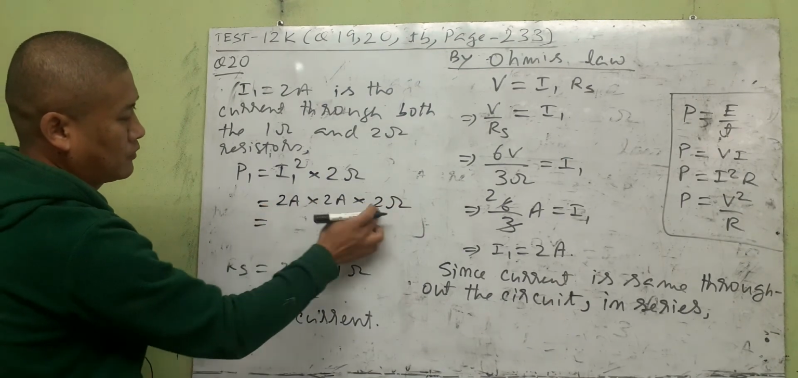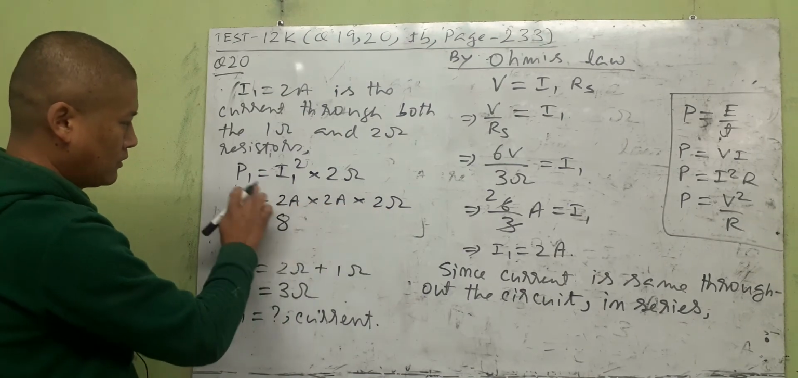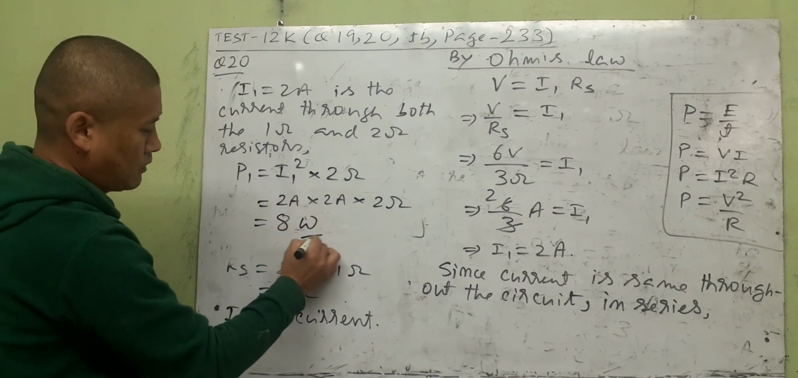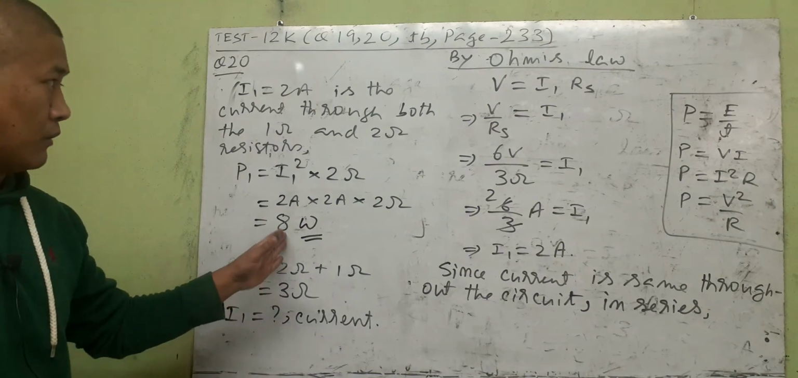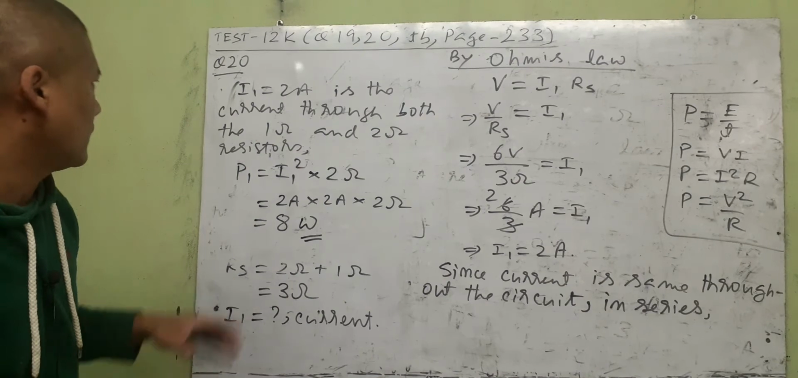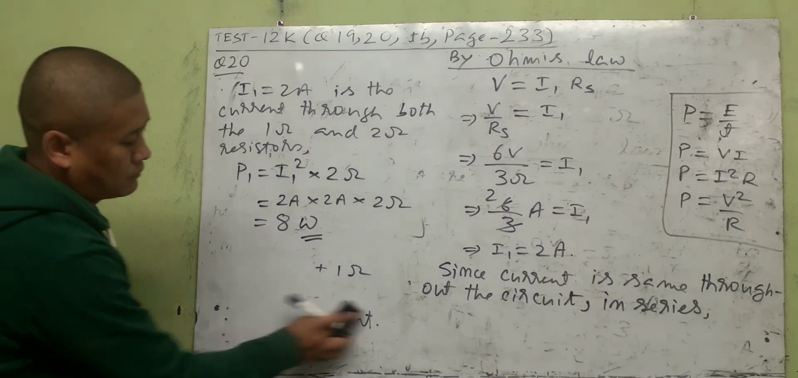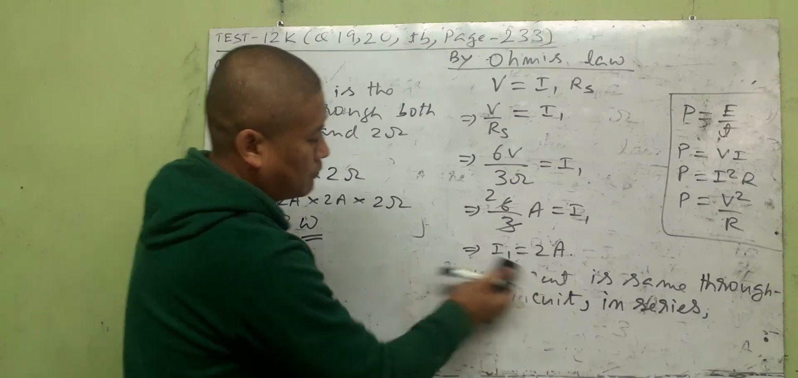2 2s are 4, 4 2s are 8. Ampere into ohm, everything in SI. So the SI unit of power is watt. So 8 watt is the power through the 2 ohm resistor. Okay, that's our answer. Now let us go to the next one, when they're in parallel.